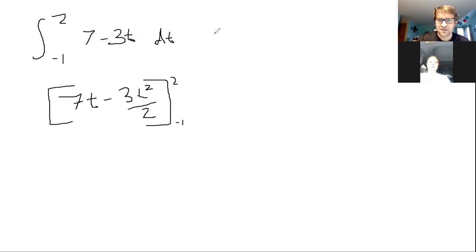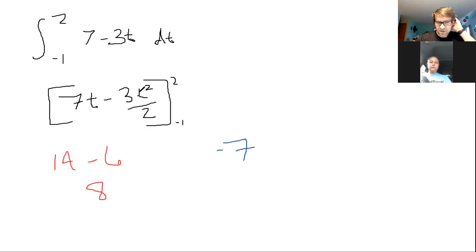If I plug in 2, I'd get 7 times 2, that's 14, minus, plugging in 2 here, 2 squared is 4 times 3 is 12, divided by 2 is 6. 14 minus 6 is 8. Then I'm also going to plug in -1. 7 times -1 is -7. Then -1 squared is +1, times 3 is 3, divided by 2 is 1.5, and we'd get a total of -8.5.